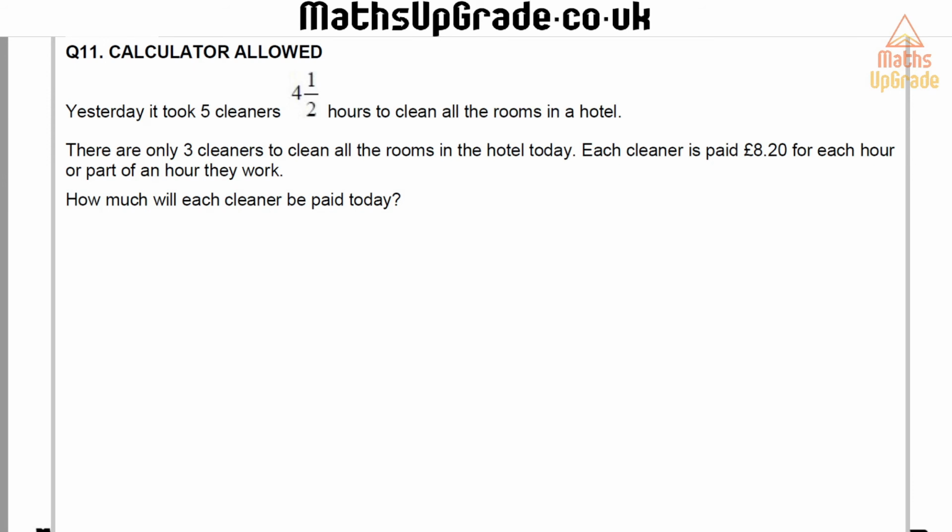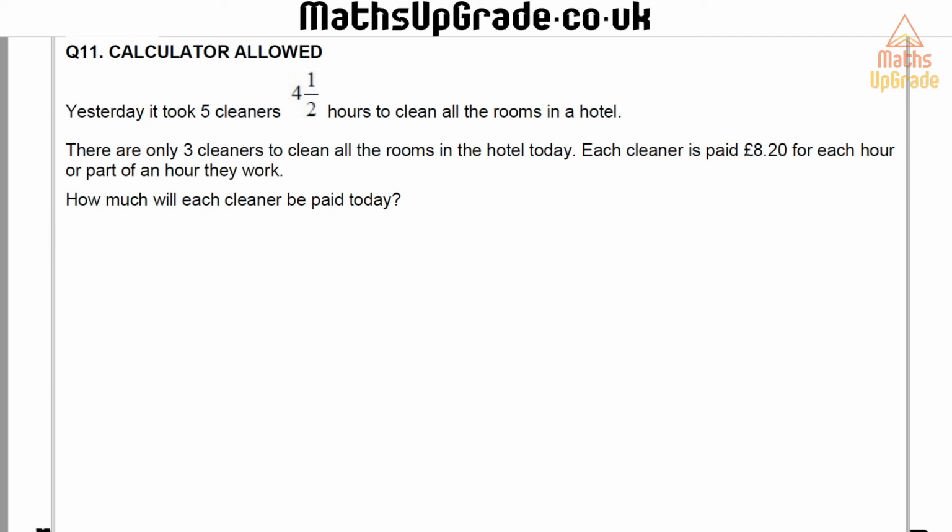In question 11, we're told that yesterday it took 5 cleaners 4.5 hours to clean all the rooms in the hotel. We're told that there's only 3 cleaners to clean the rooms in the hotel today. Each cleaner is paid £8.20 for each hour, or part of an hour that they work. How much will each cleaner be paid today?